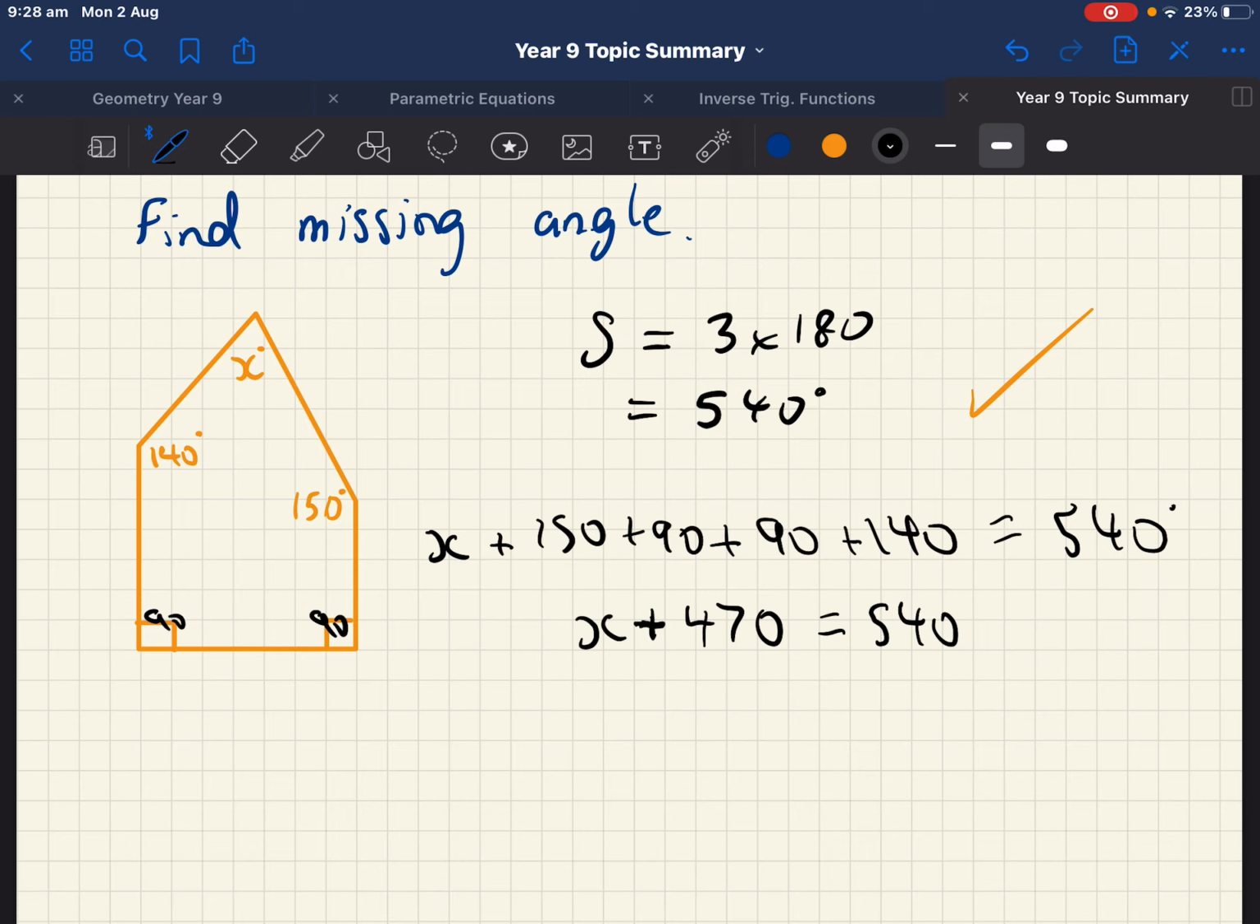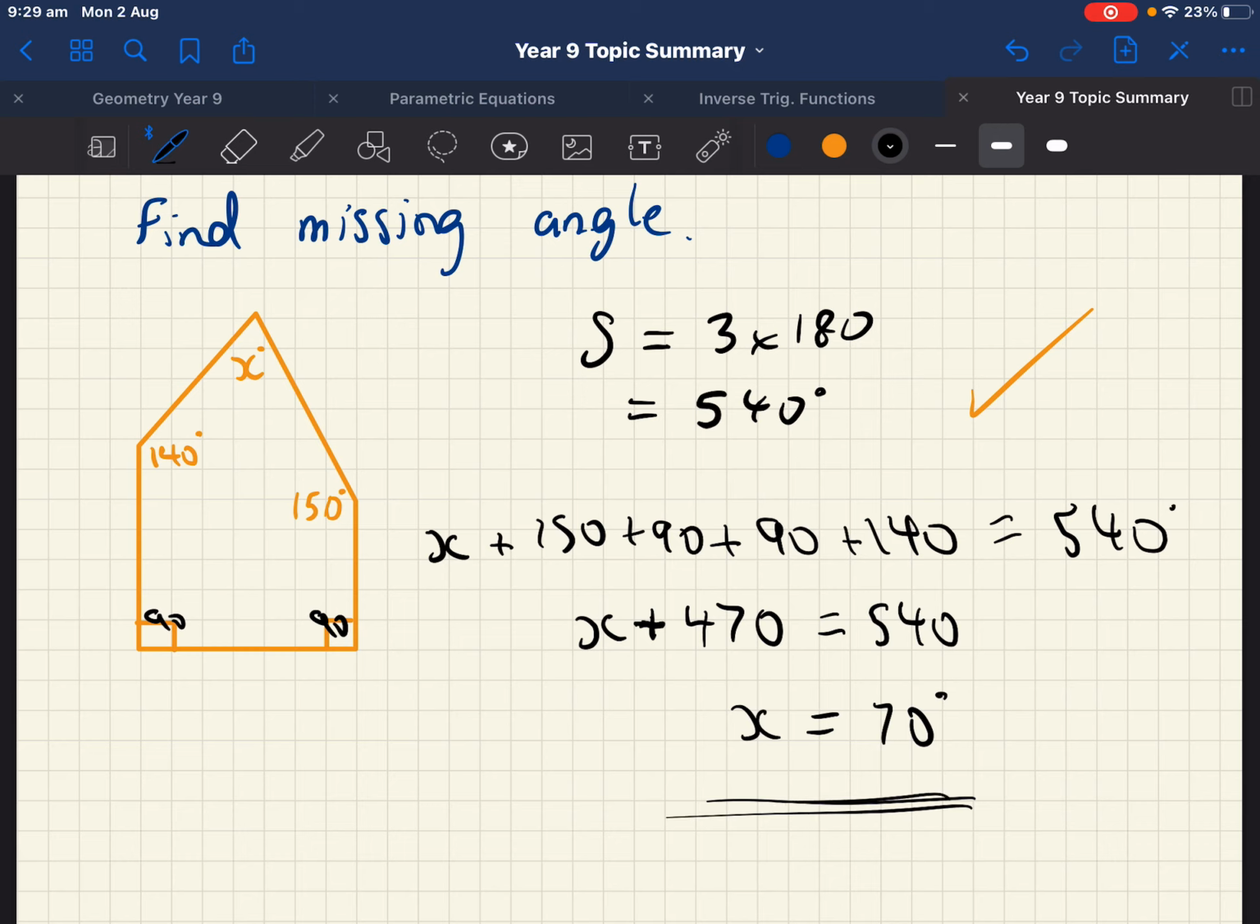All right, so we've simplified the equation. Now let's go ahead and solve it. So to find x, there it is. All we need to do is get rid of the positive 470. So we're going to take away 470. So 540 take away 470. And that's going to give us our missing angle, 70 degrees.